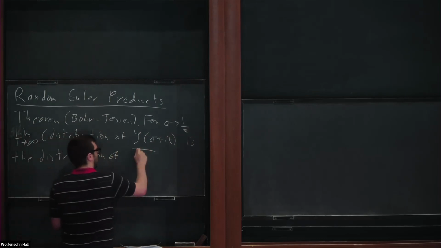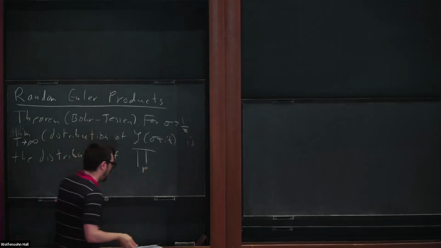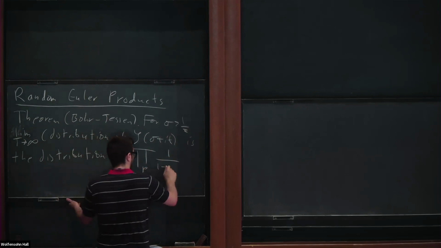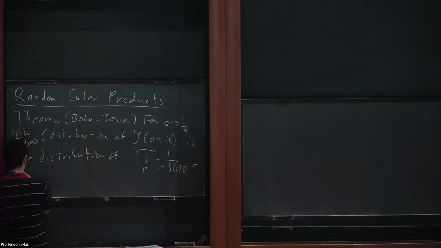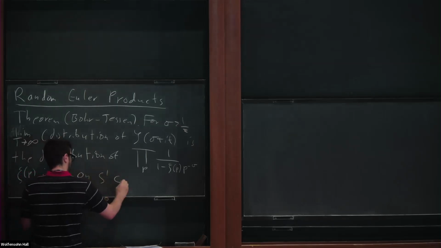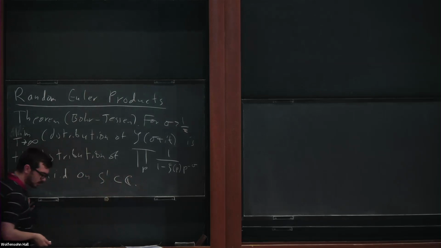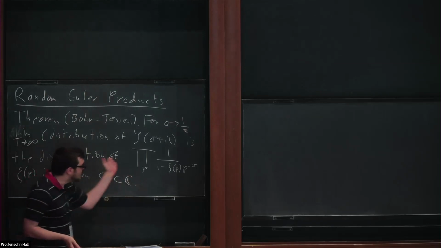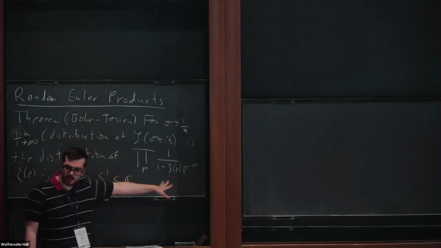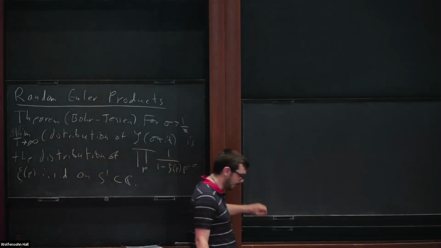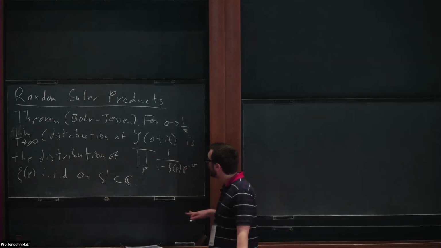of a random Euler product over primes, 1 over 1 minus c(p) p^(-sigma), for c(p) independent, identically distributed on the unit circle inside the complex numbers. So if you expand out this Euler product, you can think of this as being a random multiplicative function, a so-called Steinhaus random multiplicative function. Or you can just think of it as an Euler product.